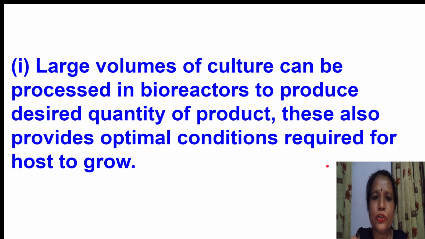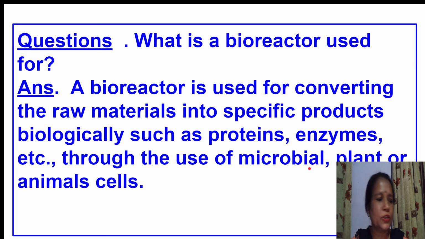So, large volumes of culture can be processed in a bioreactor to produce desired quantity of product. These also provide optimal conditions required for host to grow. Bioreactor provides all the conditions like pH, oxygen, as well as temperature and nutrients to the host to grow. Next question.